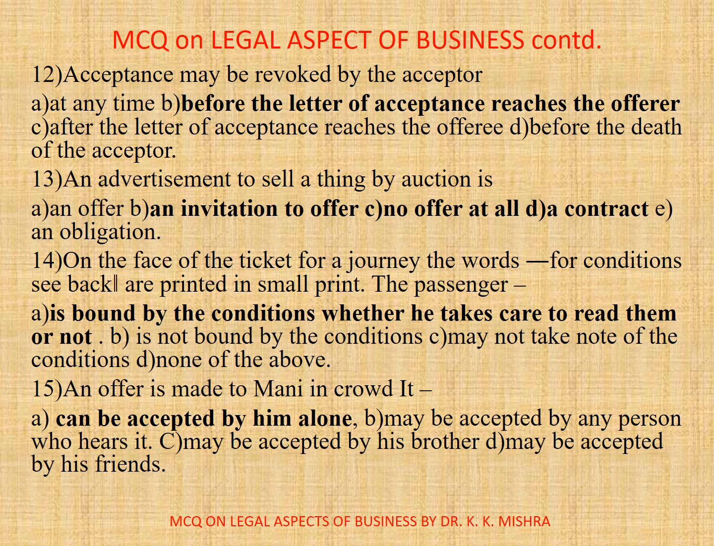Question number 13. An advertisement to sell a thing by auction is. Options are A, an offer. B, an invitation to offer. C, no offer at all. D, a contract. E, an obligation. Correct option is B, an invitation to offer.